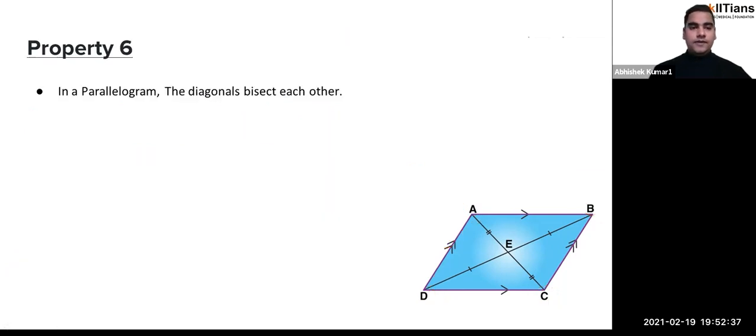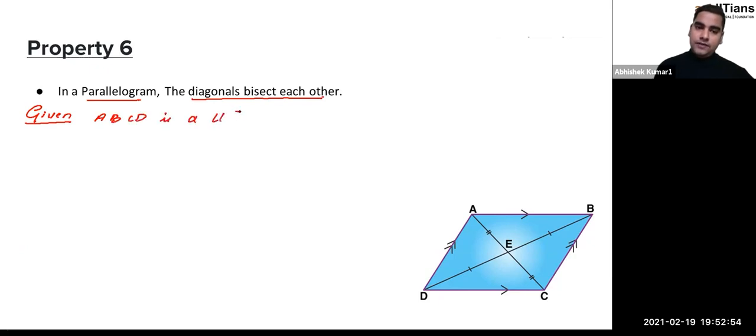Done. All right. So now we have this theorem that in a parallelogram, diagonals bisect each other. Diagonals bisect each other. So what are we given here? We are given that ABCD is a parallelogram. That's what we are provided. And what do we have to show? We have to show diagonals bisect each other, or you can say AC and BD bisect each other. So that's what we have to show.